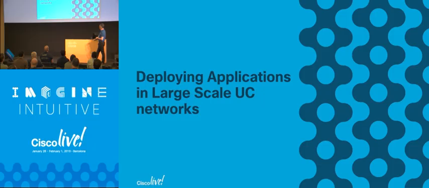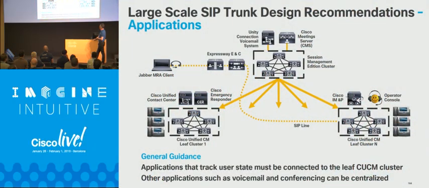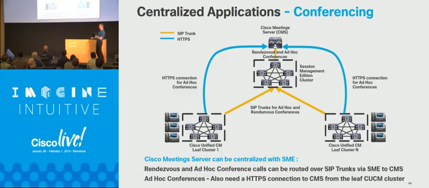And the last few here, really quickly. So applications, you can have multiple types. The key point here is that if you've got applications that need to track user state, they need to be located with the leaf cluster: IMP, an operator console with BLF, contact center, emergency responder. What you have up here are number-based systems, so voicemail, meeting server, PSTN. So this is pretty straightforward.